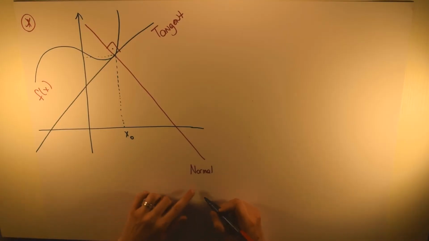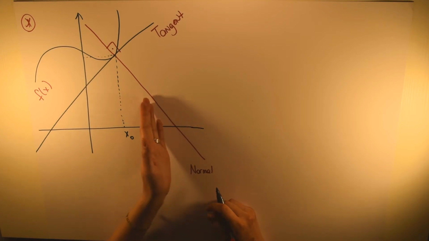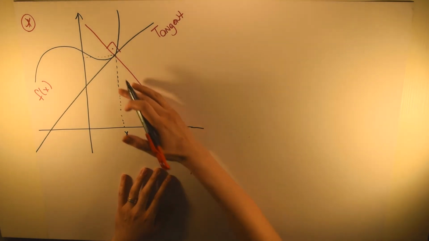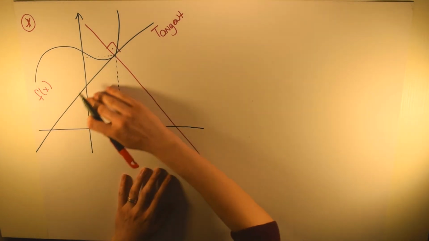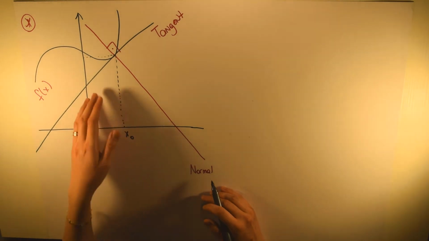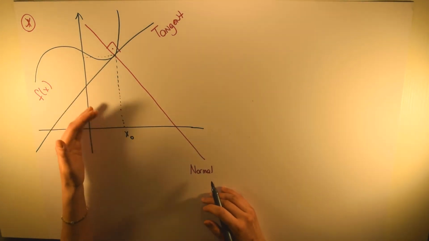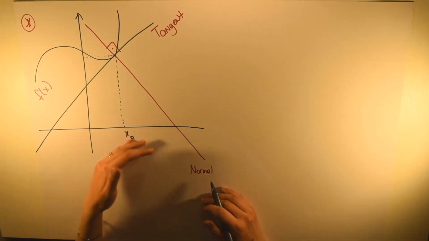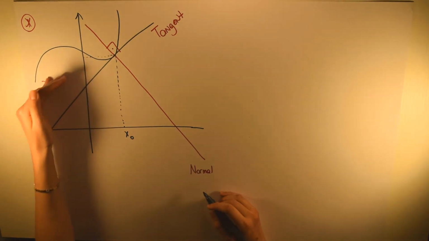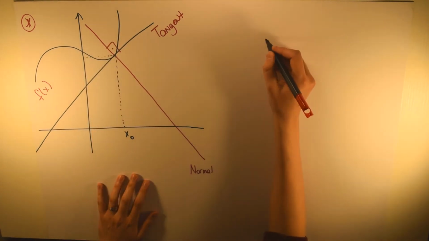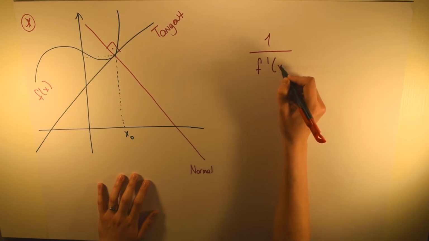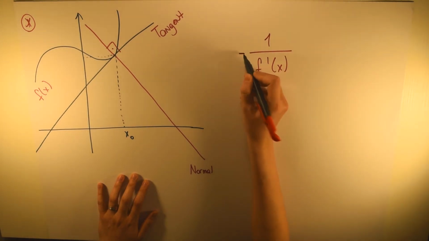Let's continue with the normal line. The normal line is defined as the line that is perpendicular to the tangent line at the point of tangency. You see here on this point, it's perpendicular to the tangent line. Because they are perpendicular to each other, they are negative reciprocals of one another, and the slope of the normal line to the graph of this f of x is equal to 1 over the derivative of f of x, and it also has the minus sign.